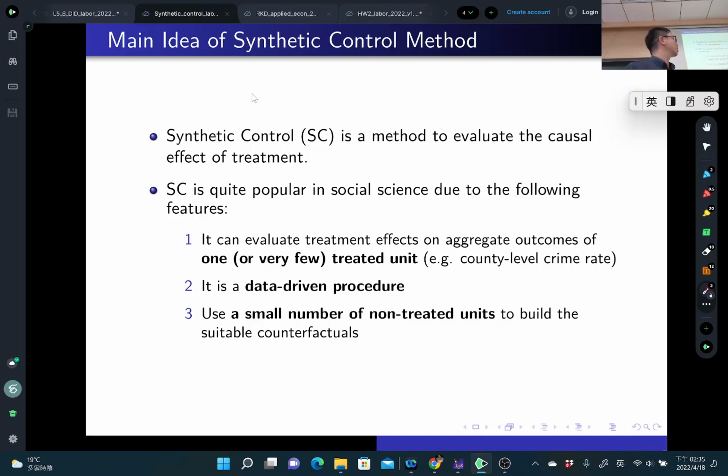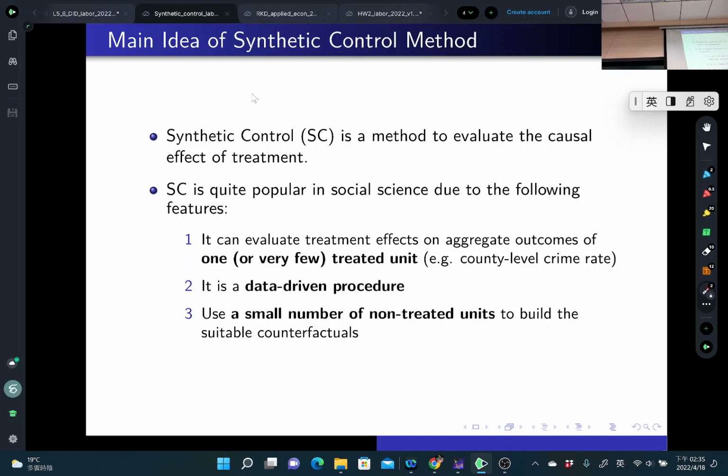But this method is especially useful if you want to look at the treatment effect on aggregate outcome. That means only one treated unit or very few treated units. For example, just one country gets a treatment, or one city gets a treatment, and you want to know the effect of treatment on that city, on that country. You can consider using this method. And I think such situations actually happen a lot, so I think it's quite useful.